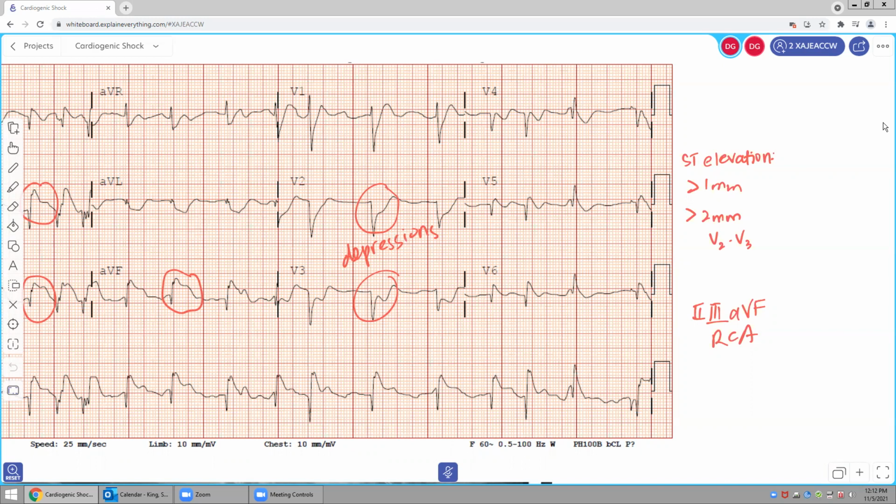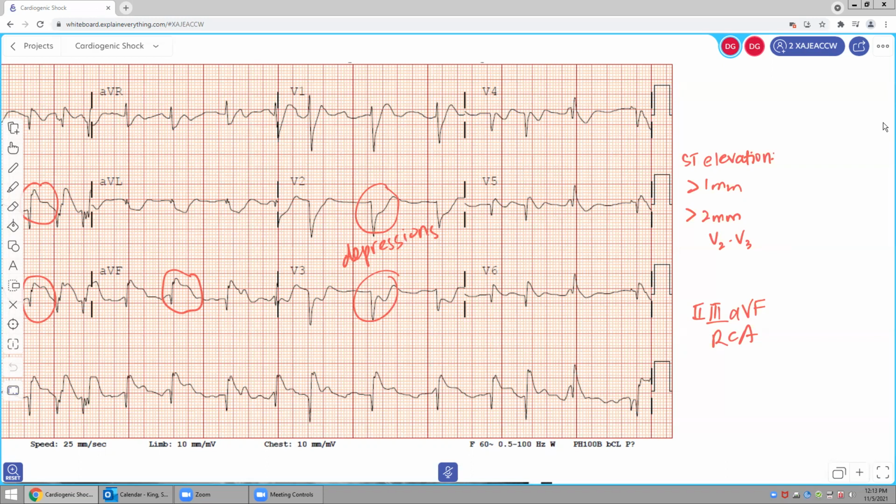So if this patient only had those findings in V2 and V3, not in 2, 3, and aVF, what could you do to figure out if it's posterior STEMI? Yeah, you can do a posterior EKG. So you can do an EKG on their back. So it's possible that this is a posterior STEMI as well as inferior. And so maybe this person's circumflex artery feeds the posterior descending, the inferior artery, as opposed to the RCA. Or it's possible these are just reciprocal depressions.